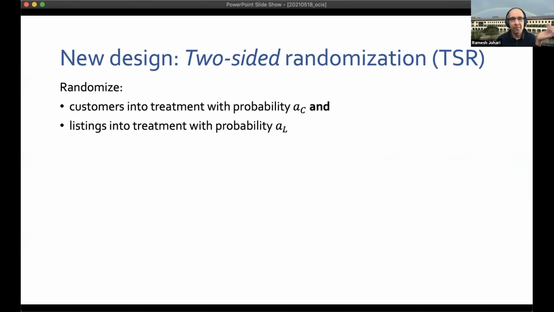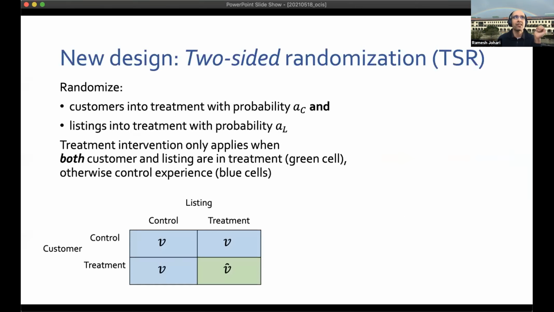So what we propose is this new design called two-sided randomization, where essentially you randomize customers into treatment and listings into treatment. And now you need to define when the treatment experience is applied. And we take an AND of the two treatment conditions to determine that. So if the customer and listing are both in treatment, then the treatment condition is applied. Otherwise, the control condition applies. Okay. This is something that Hito, Pep Bayari, and others at Amazon also had independent work on in 2019, on double-sided randomization.